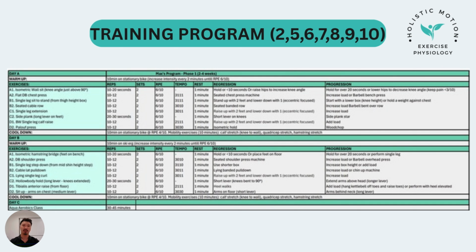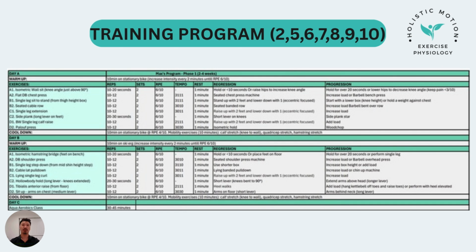Exercise C1 in both programs are single-joint movements that strengthen the musculature above the knee joint by improving joint stability, joint function, shock absorption, and muscle imbalances, which can assist with joint loading and improve gait patterns for Max. Leg extension and leg curls can also improve knee range of motion, as stated by Burnell 2011.